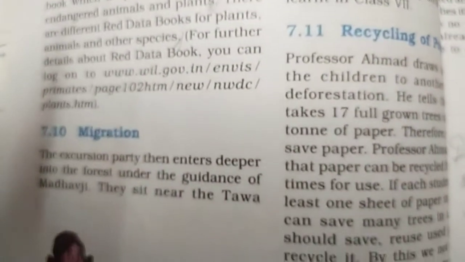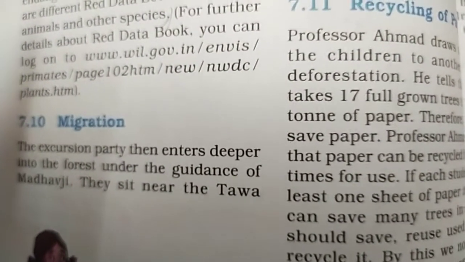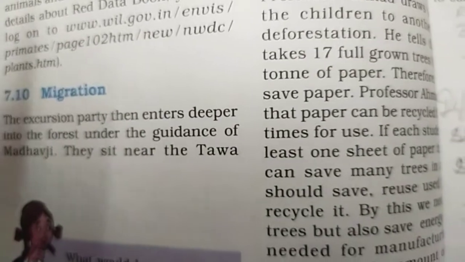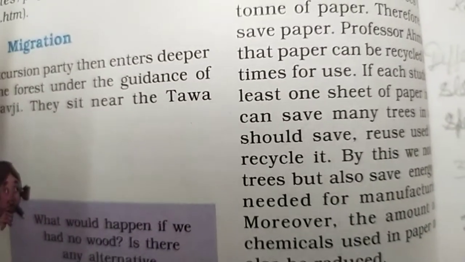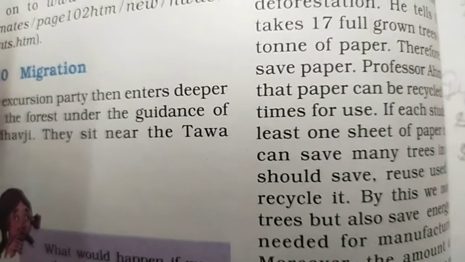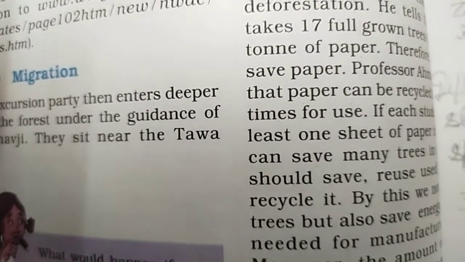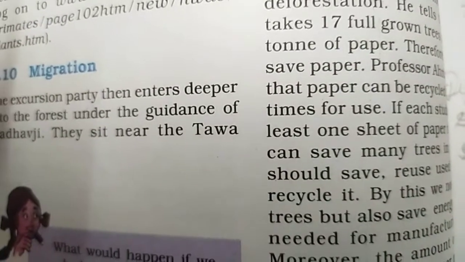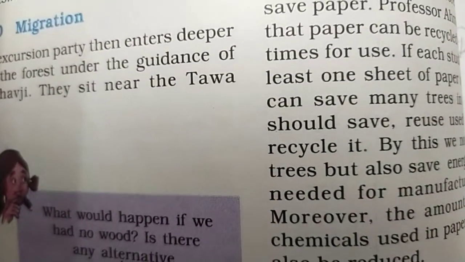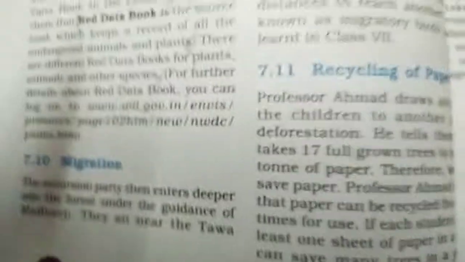Some fishes move from one place to another. They migrate from one place to another for breeding purposes. Similarly, the Siberian crane. This is a kind of bird which moves from Siberia to the plains region. Like in our Prayagraj, they also come. Okay, so these are certain examples of migration.